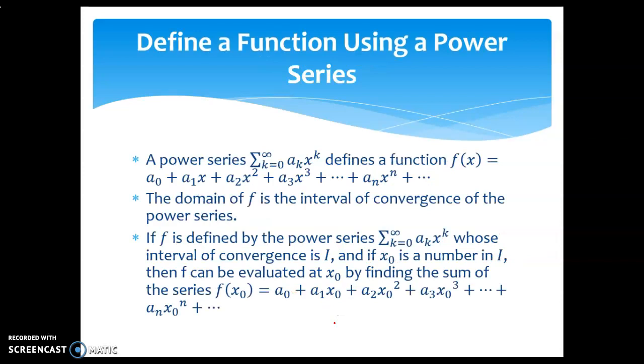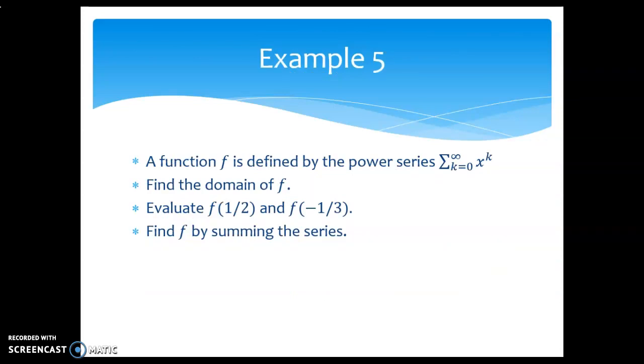So we want to define a function, a power series that looks like this. The domain of f is the interval of convergence of that power series. So the function can be evaluated at x equal to 0 by finding the sum at x of 0. I mean, we can plug in within the region of convergence. We can evaluate at x of 1, x of 2, if these numbers are in between the interval.